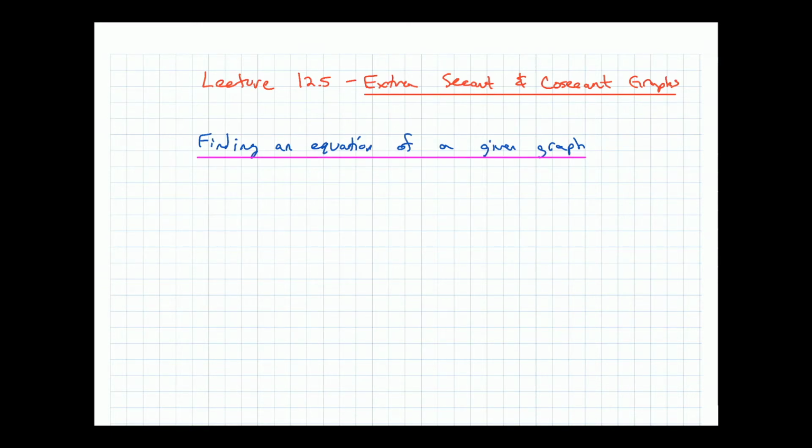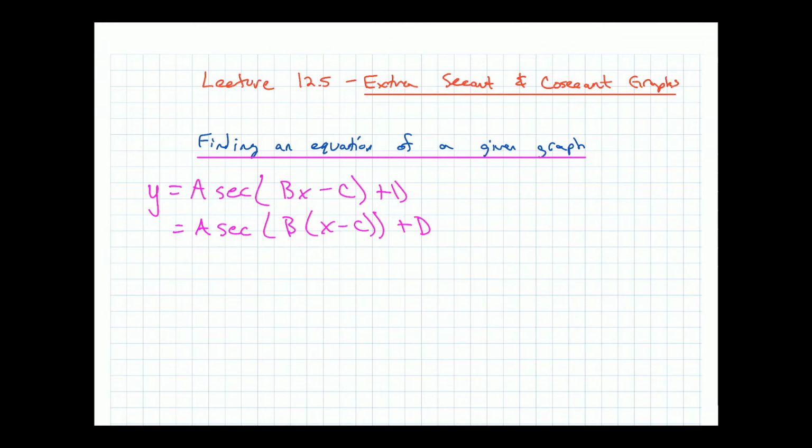So we want to find the equations of a given graph for a secant and a cosecant. We'll do the secant first because the secant is easier. The equations we're going to be looking at are like a secant(bx - c), or a secant b(x - c) plus d. It doesn't really matter which one you do, but for secant, it's going to be easier to do the second one, and for the cosecant, we'll probably do the first one because that will turn out to be easier.